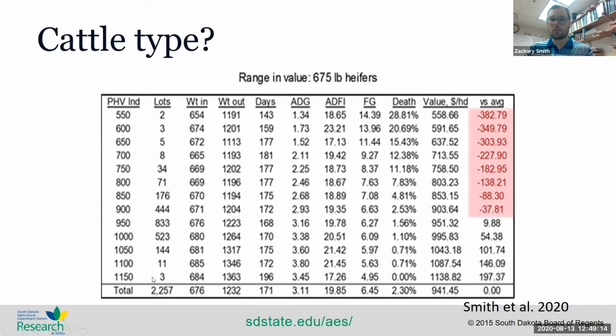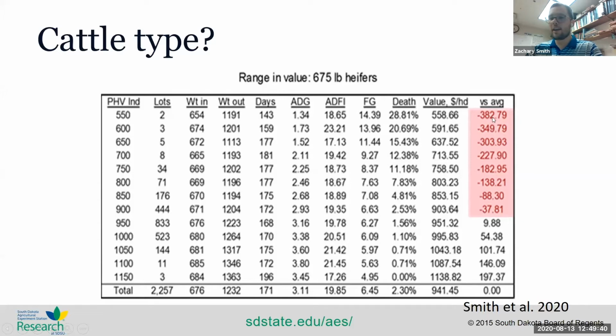Now, alternatively, there were 3 exceptional lots of heifers that had a per head value of 1150. These heifers came in weighing 680. They left going 1360, spent 200 days on feed, gained 3.5 pounds a day, ate about 17.25 pounds of feed, converted at under 5 to 1, had 0 death loss, and their purchase break-even cost was $1,138.